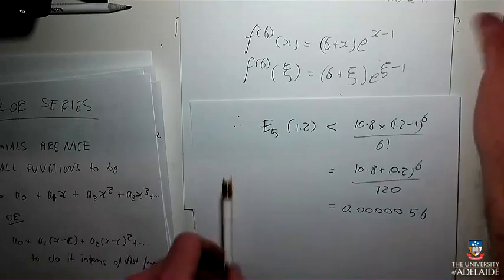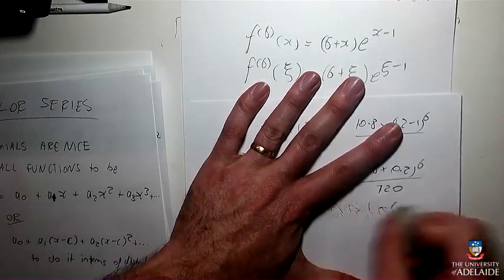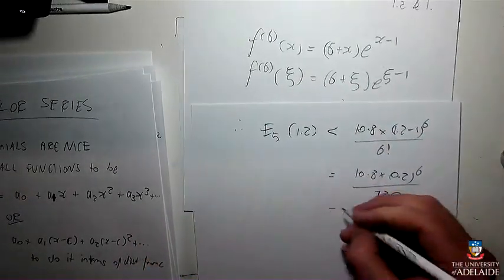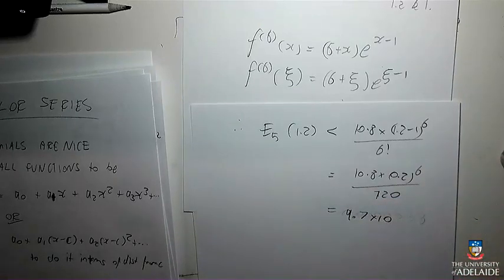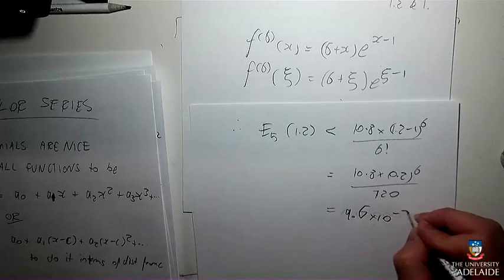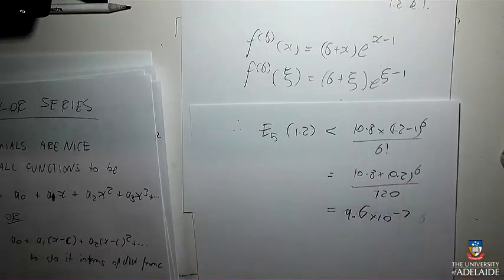Okay. It's gotten small enough for my calculator to give it to me in scientific notation. Ten to the minus 7. Beautiful. So the error is really small at 1.2, which it should be because our graph said it was really close.